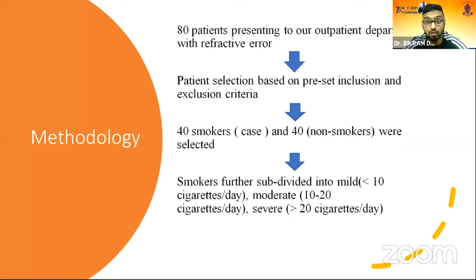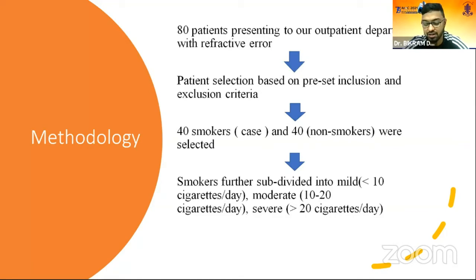80 patients presenting to our outpatient department with refractive error within the age group of 18 to 60 were selected for this study. Patient selection was based on preset inclusion and exclusion criteria. The exclusion criteria were history of contact lens use, age less than 18 years or more than 60 years, history of any ocular surgery in the past 3 months, and any ocular or systemic disorder which has the potential to affect the secretion or distribution of tears on the ocular surface.